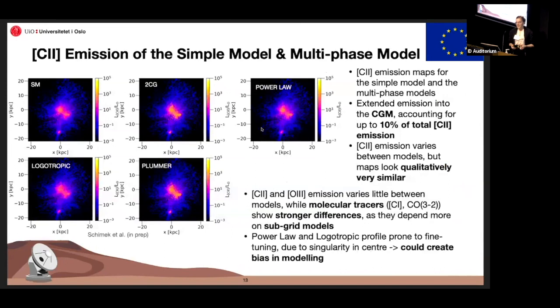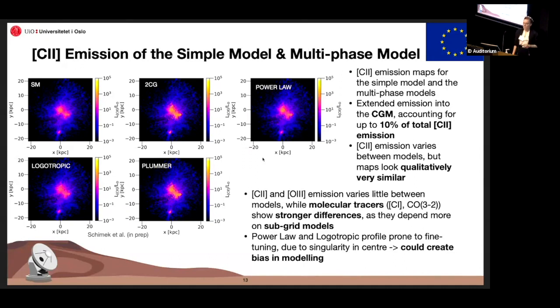I said I model a few different lines, but this is one of the most prominent lines in the sub-millimeter far infrared. You can see the maps for all the different models in C2, and you can see immediately we have quite an extended emission, out to the virial radius. So it's not only in the main disk and the merger, it's also in the CGM, which is really nice. Depending on the model, we get up to 10% of the total emission coming just from the CGM component.